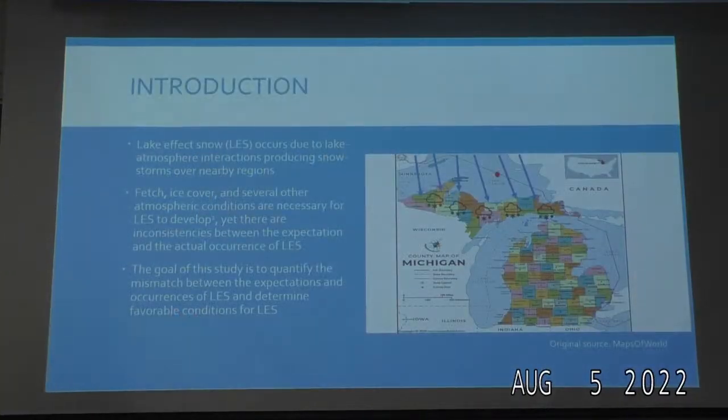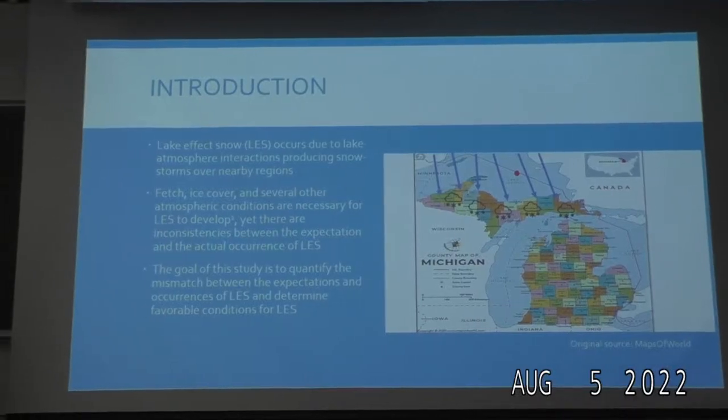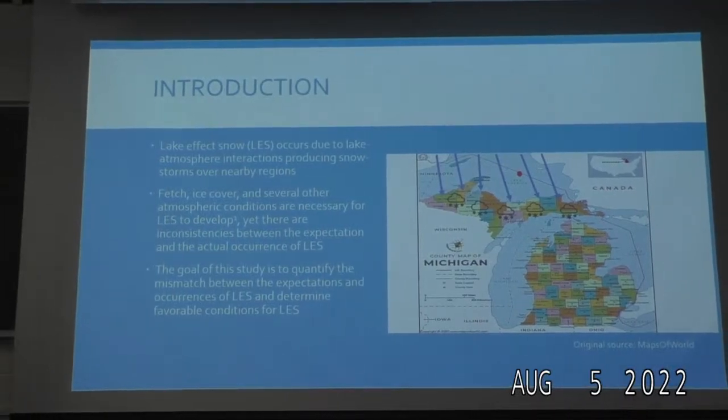So, a little introduction about what lake effect snow actually is. It occurs due to lake-atmosphere interactions, producing snowstorms over nearby regions. The region I studied was the Upper Peninsula of Michigan, and these blue arrows indicate the wind paths of air masses going over Lake Superior. There are several atmospheric conditions necessary for these events to develop, which we will see later, including fetch, which is the distance that the wind travels over the lake, as well as ice cover of the lake. These are necessary for lake effect snow to develop.